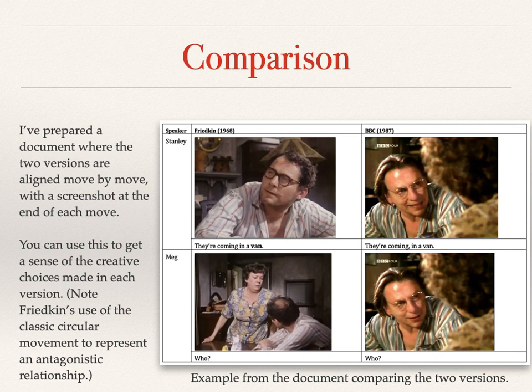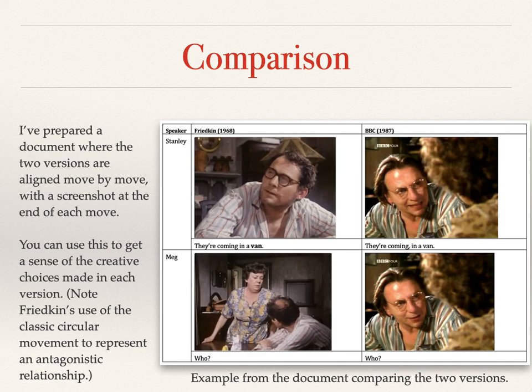And you can use this to get a sense of the creative choices made in each version. Note that in Friedkin's version, Meg stands up and they use a classic circular movement around the table to represent or enact an antagonistic relationship. In the 87 BBC version, Meg remains sitting, but Stanley gets up and circles around her, a semicircle around her. You can take a systematic look at this from the document that I'll make sure you have access to in your folders.